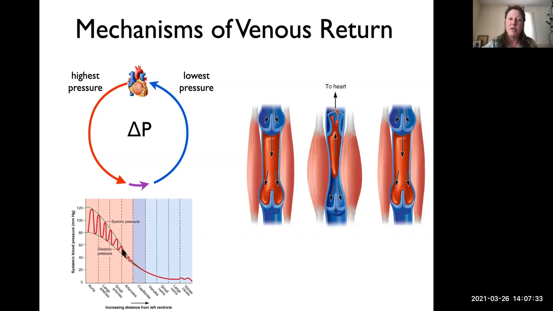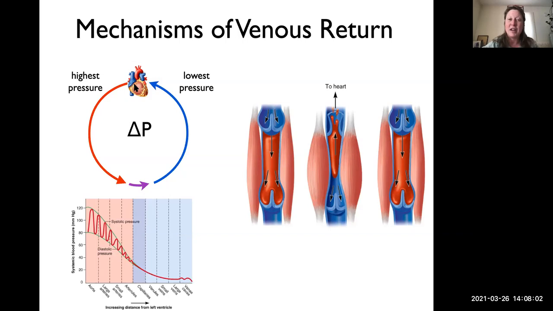Otherwise, we wouldn't move away from the heart. When we get to capillaries, the pressure is already quite low. But as you can see, as we cross over into the veins, the pressure continues to drop and is at its very lowest. So it reaches the lowest point right before it reaches the heart. And the heart is the only thing that can move blood from low pressure to high pressure.